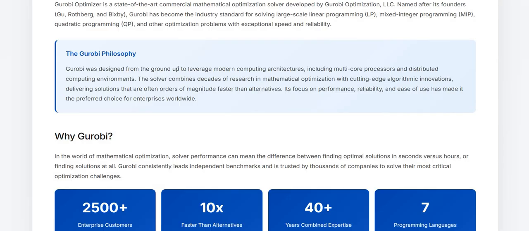Now, from the beginning, the solver was built for modern hardware. That means multi-core processors, parallel execution, and distributed environments are treated as first-class concerns rather than afterthoughts. On top of that, the algorithms reflect decades of optimization research, but they are implemented with careful attention to numerical behavior and robustness. The outcome is that the same model that struggles elsewhere often solves cleanly and consistently here, even when the scale grows.